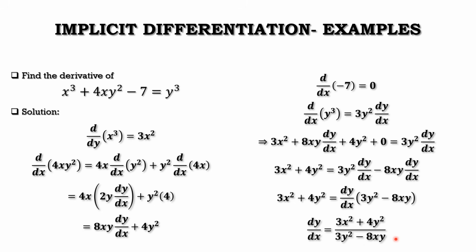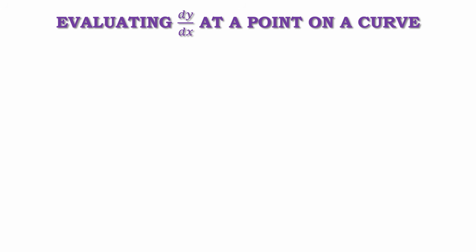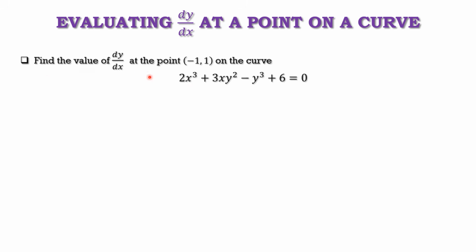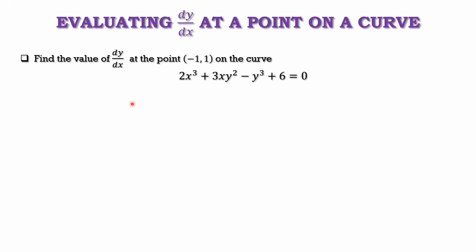squared minus 8xy. Now we move to example 4, where we are going to evaluate dy/dx at a point on a curve. So we have to find the value of dy/dx at the point (-1, 1) on the curve. So this is the equation or the function of the curve.